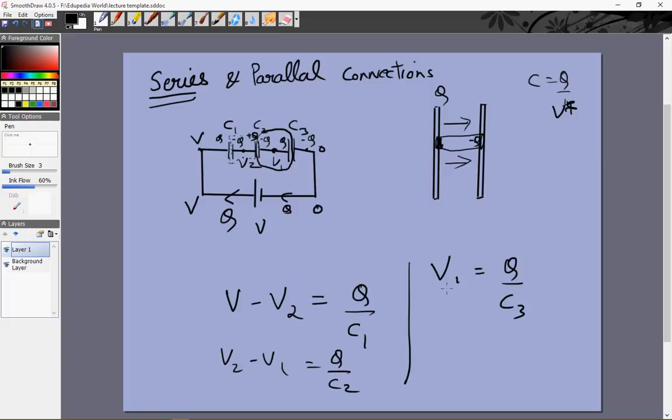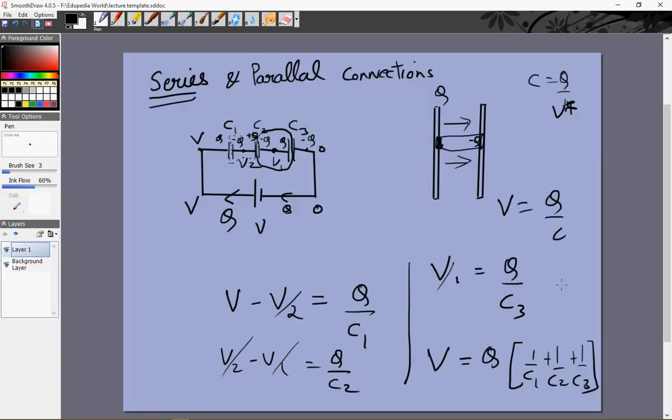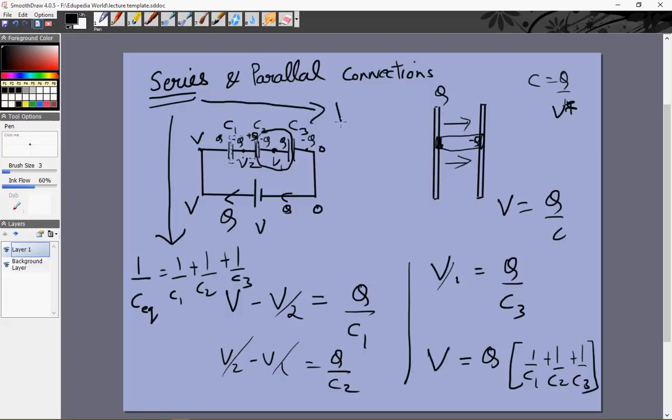So what I'll do is I'll add all three equations, and ultimately what I get is, because V2 and V2 will cancel, V1 and V1 will cancel, V is equal to Q times 1 by C1 plus 1 by C2 plus 1 by C3. Right? But the actual equation we needed was V is equal to Q by C, or C is equal to Q by V. So we see that for the series case, 1 by C equivalent is equal to 1 by C1 plus 1 by C2 plus 1 by C3. Right? Also, remember what happens in series. In series, V adds up.